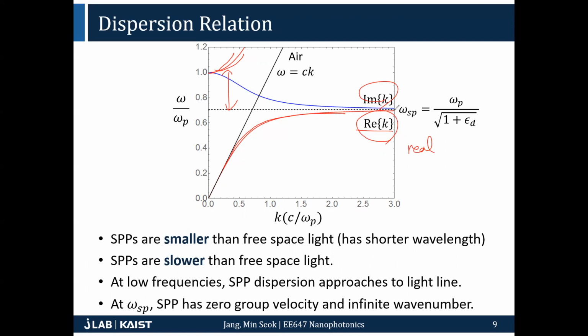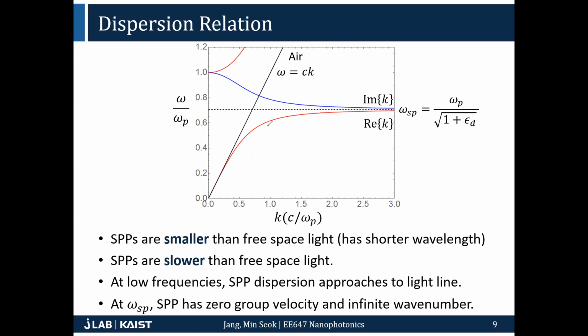Okay, and this position where your K diverges can be found like this. And this condition is called the surface plasma frequency, which is lower than the plasma frequency by a factor of square root of 1 plus epsilon D. Okay, and from these equations, we can find important implications.